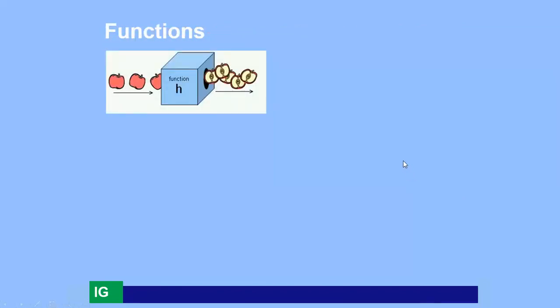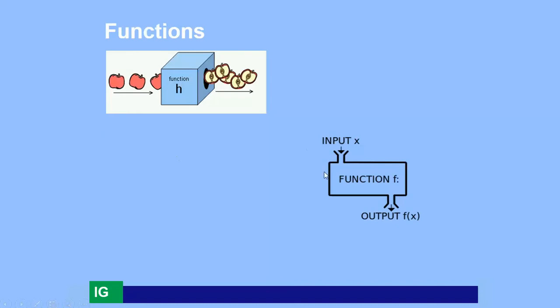For example, a function h is in this box, which is converting all the apples into halves. So it means we can say that the function is h, the name of the function, and x is the apple, and it is converted into half of the apple x.